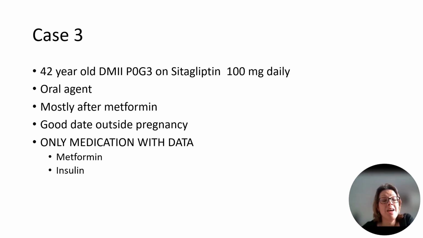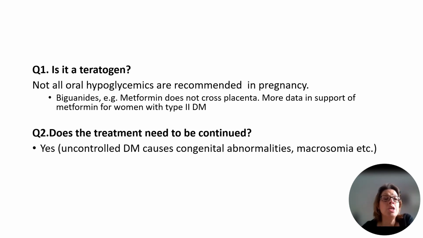So the data for these medications outside pregnancy are such that they should not be used, and the only medications used in pregnancy at the moment, in most cases with good safety data, are metformin and insulin. So not all oral hypoglycemics are recommended in pregnancy. We know about metformin, which is a biguanide, and it's safe. We know about insulin.